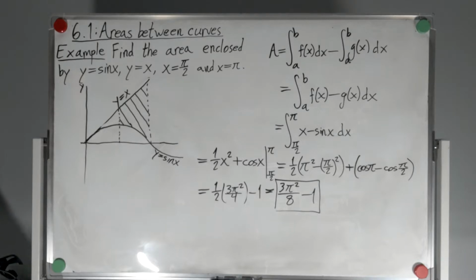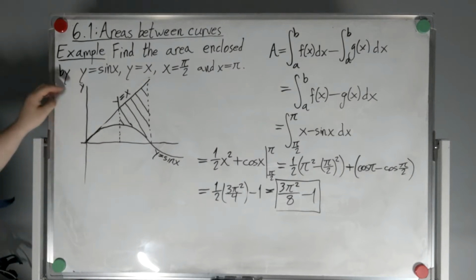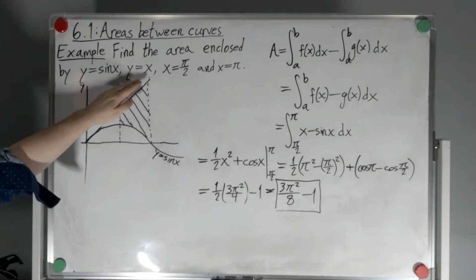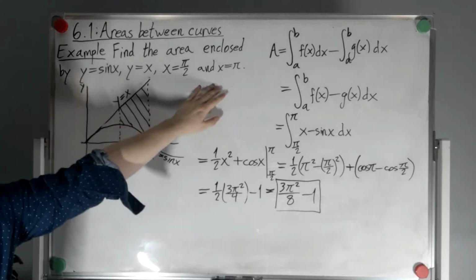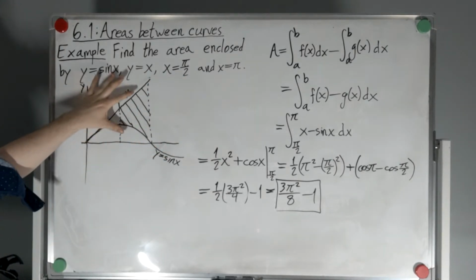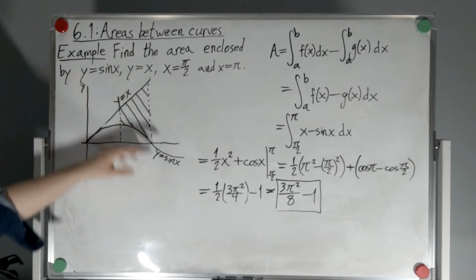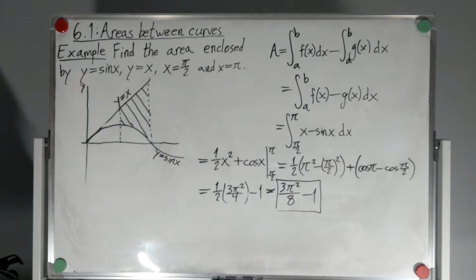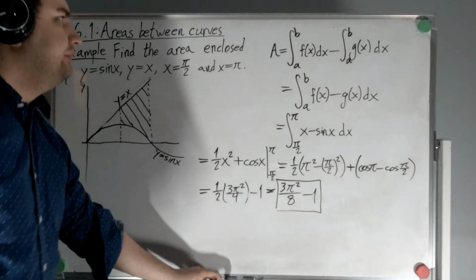Well, in any case, that's all that happens in these examples. You take a couple of curves, and you take their boundaries, you figure out what region you're trying to find the area of, and then you just do that integral. Okay? Let's do another example.